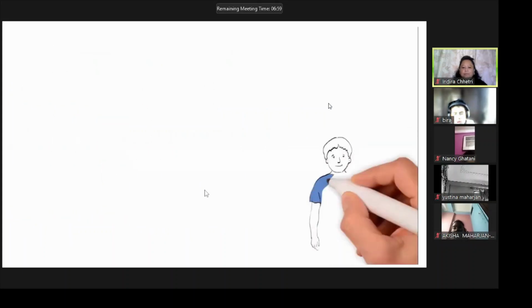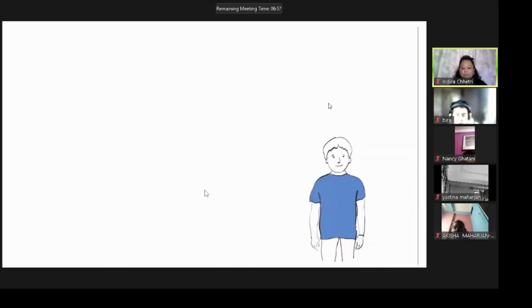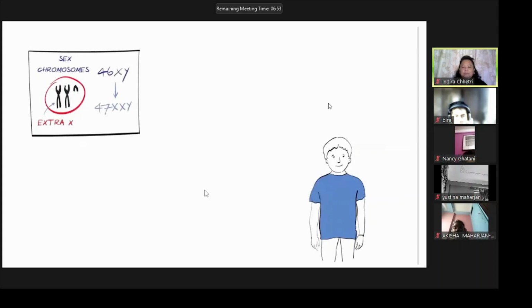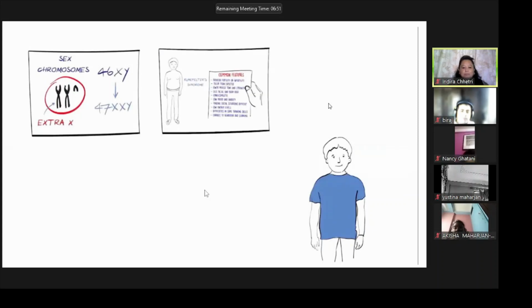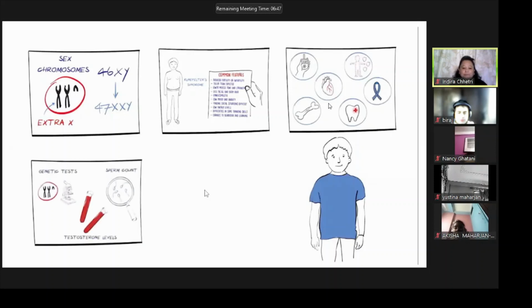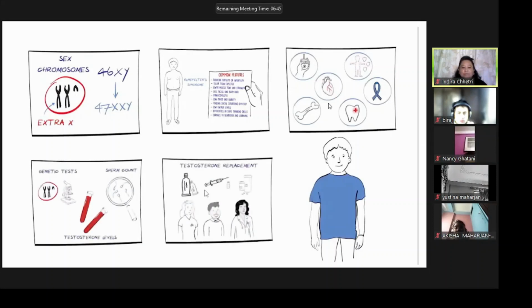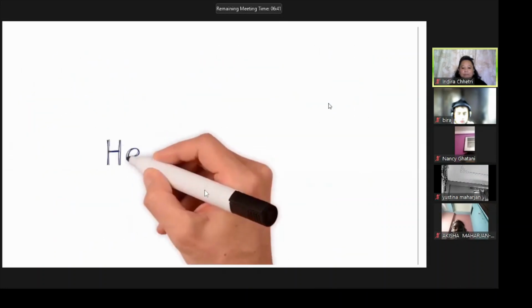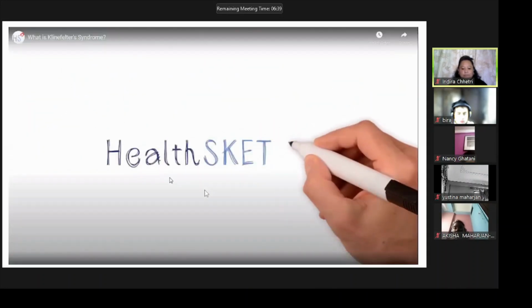In this health sketch, we've talked about Klinefelter syndrome, which is caused by an extra X chromosome in boys and leads to low testosterone levels. We describe the common features of the condition, how it is tested for, and the main forms of treatment, including testosterone replacement. We hope this health sketch has been helpful for you and those around you.